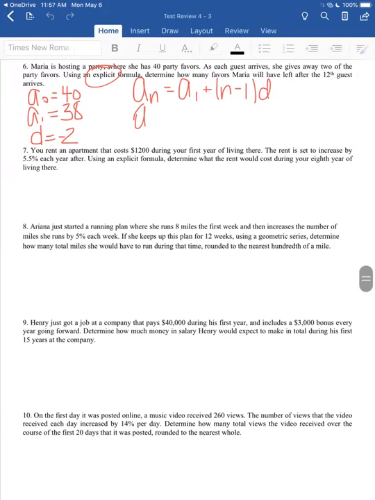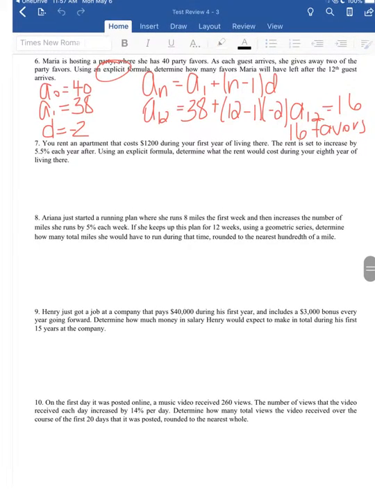So we're looking for the 12th term, equals the first term, which is 38. Again, after the first guest leaves, she only has 38. Plus 12 minus 1 times d, which is negative 2. And that gives me 16. So she will have 16 party favors left after the 12th guest leaves. Again, you can just keep subtracting 2, but this is meant to be a faster way, especially if I say after the 20th guest or after however many.